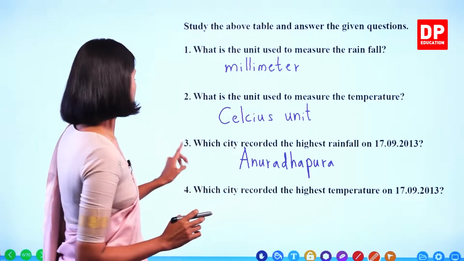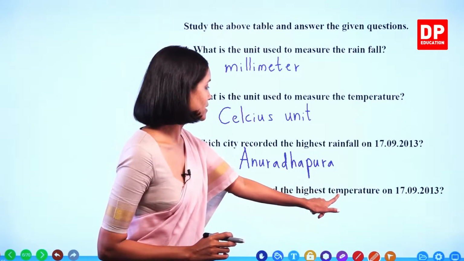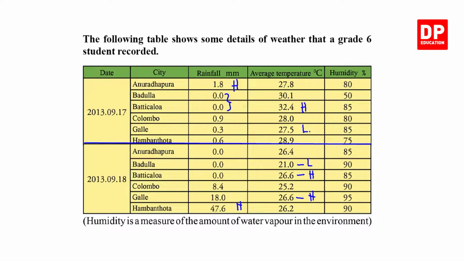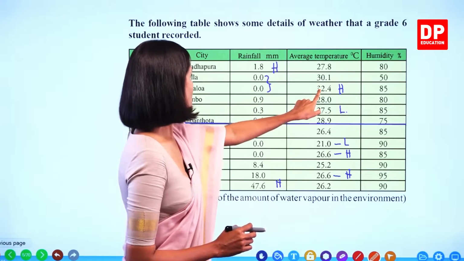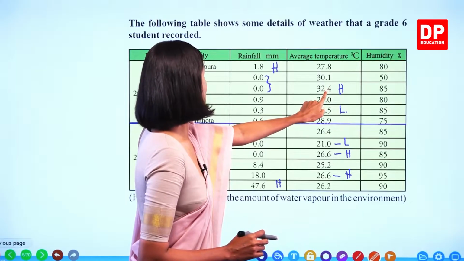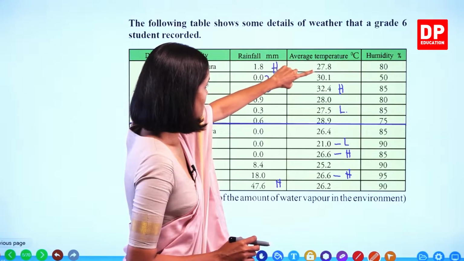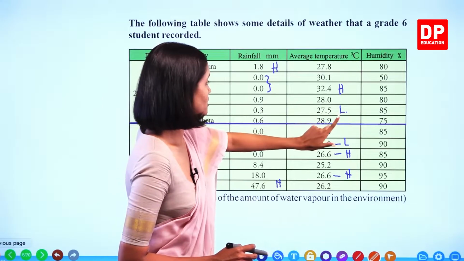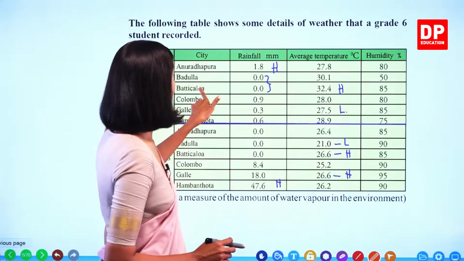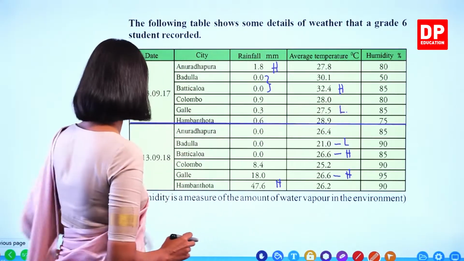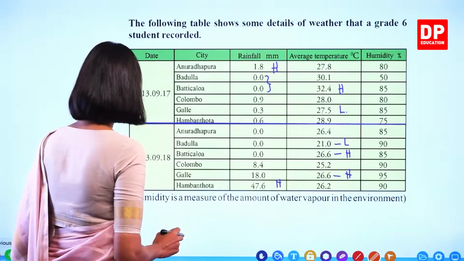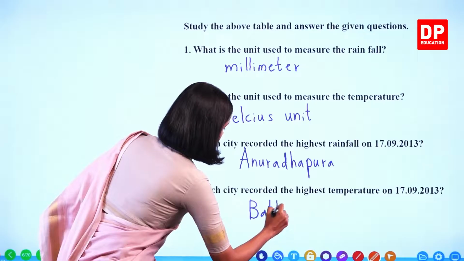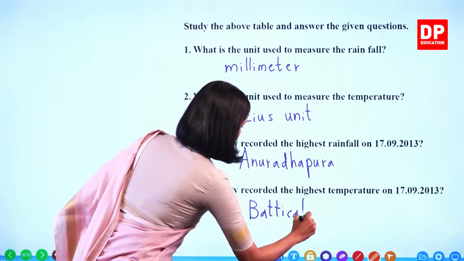Anuradhapura, right? Which city recorded the highest temperature on 17th? The same day, highest temperature. Look at this temperature column. Highest was recorded in Batticaloa, right? 27, 30, 32, 28, 27.5, 28.9. So 32.4 Batticaloa, right? Batticaloa.